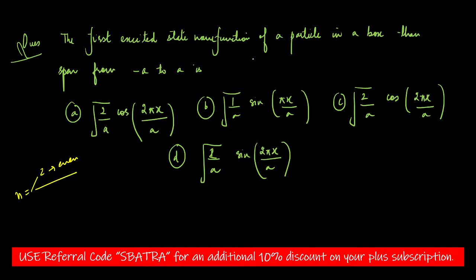Length is minus a to a. So this is your length. This is your origin point. This is a, and this is minus a. So the total length is basically how much? 2a, a plus a. So the total length is 2a.